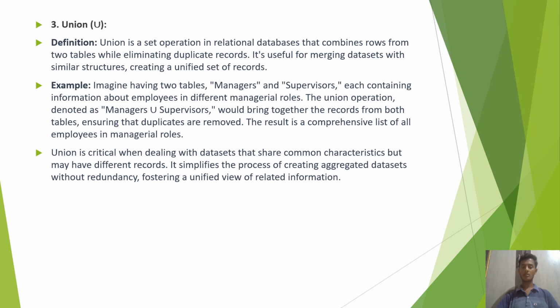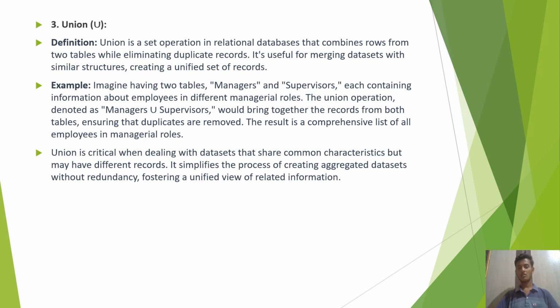Union is a set operation in relational databases that combines rows from two tables while eliminating duplicate records. It is useful for merging datasets with similar structures, creating an unified set of records.